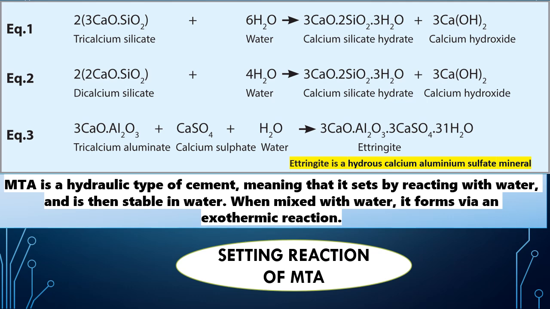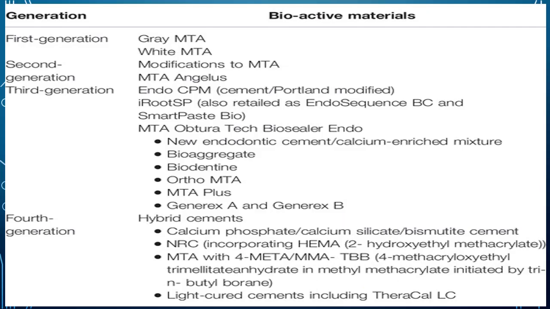So MTA is a hydraulic type of cement, meaning that it sets by reacting with water and is then stable in water. When mixed with water, it forms via an exothermic reaction. So these are the various different forms of MTA, which can be classified into generations: the first generation, second generation, third generation and fourth generation.